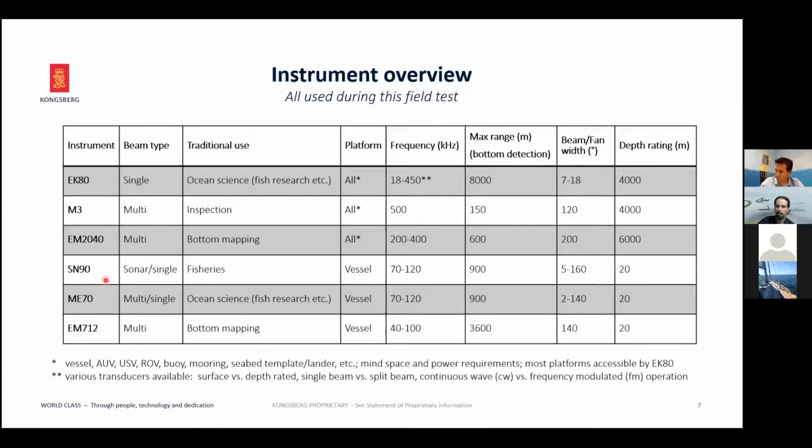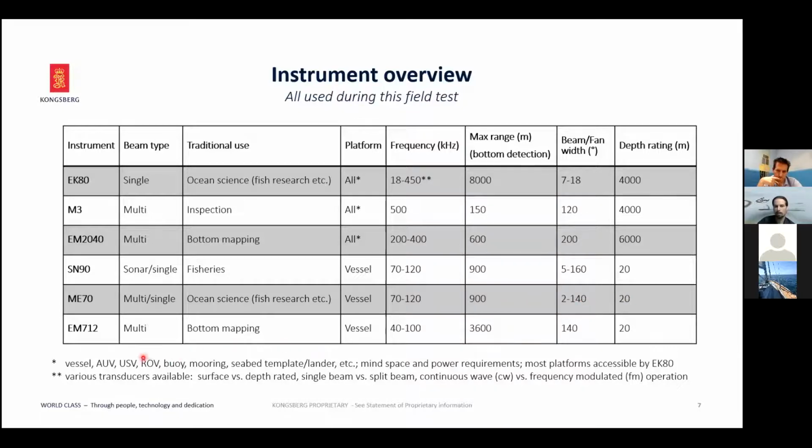The SN90 is a combined sonar and single beam device, usually used for fisheries. That's why you typically install it on vessels. The range is 900 meters and the depth rating is 20 meters because it's on a vessel. The ME70 is a powerful combination of calibrated single beam devices and multi-beam capabilities. You have a maximum range of 900 meters and a variable opening angle. And it's again a vessel system.